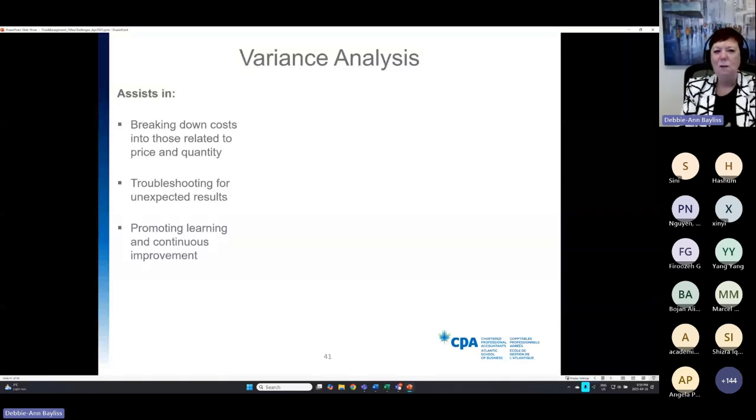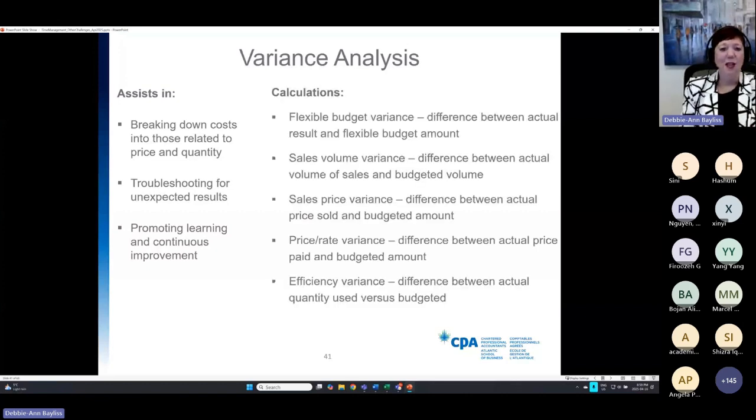So that allows you to break down those costs that relate to price and quantity. That helps the user troubleshoot for unexpected results. And it's all about promoting learning and continuous improvement. There are various calculations, okay, that you need to be comfortable with.